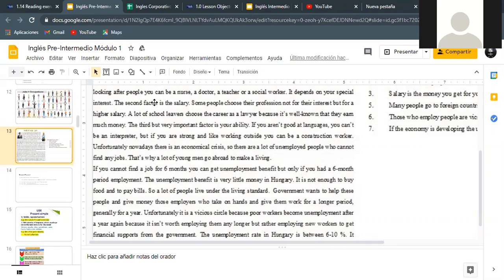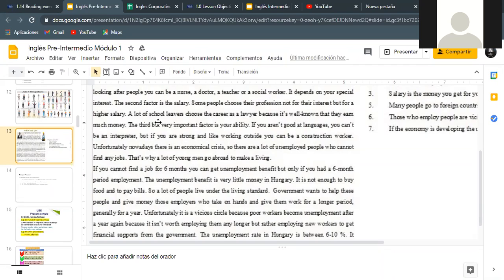Okay. So let's continue. You can be a nurse, a doctor, a teacher, or a social worker. It depends on your special interest. The second factor is the salary. Some people choose their profession not for their interest, but for a higher salary. What is higher salary? Alto salario. Un salario más alto. Good.